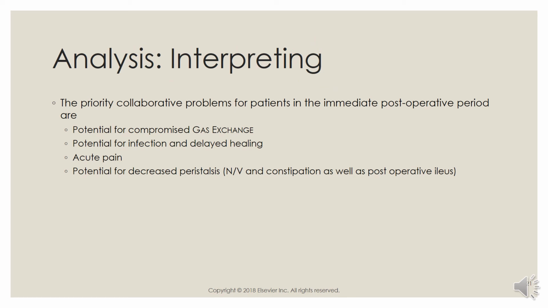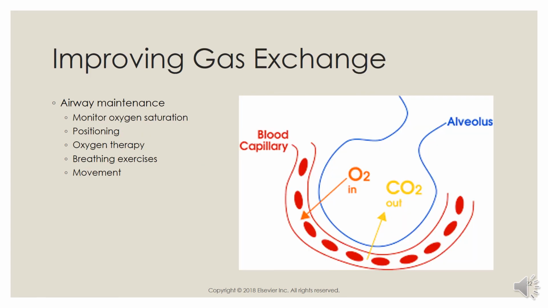So, interpreting. They have a potential for compromised gas exchange. They have a potential for infection and delayed healing and acute pain, and they also have a potential for decreased peristalsis, which can cause nausea and vomiting and constipation, as well as a postoperative ileus. We just covered this, so I'll let you read it on your own.